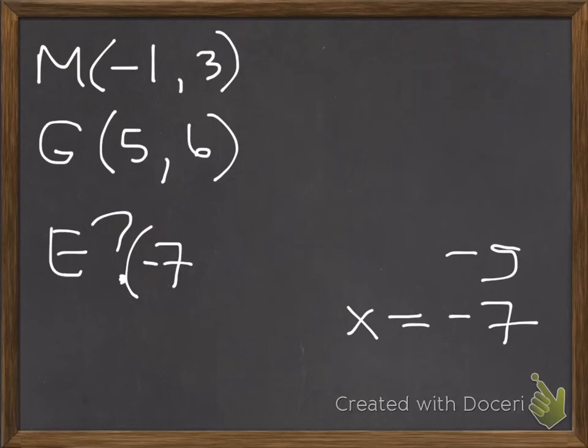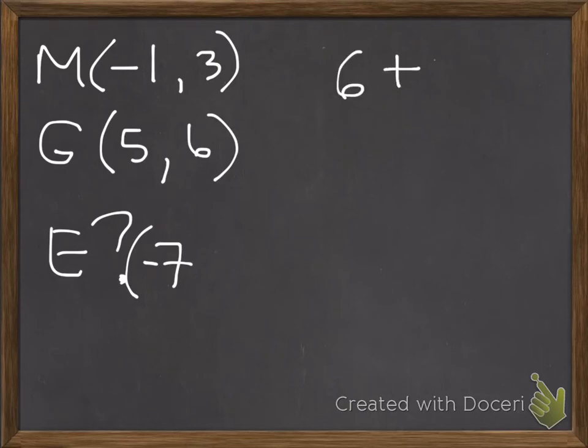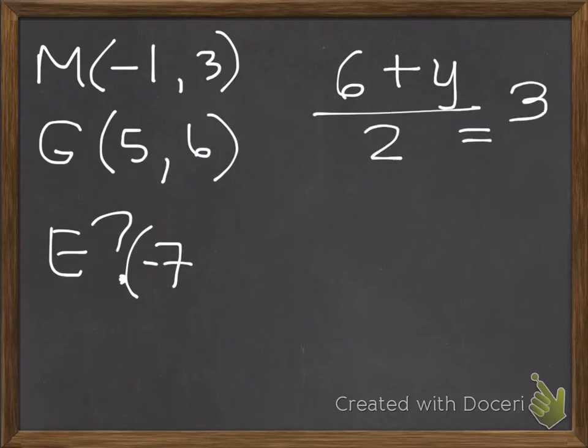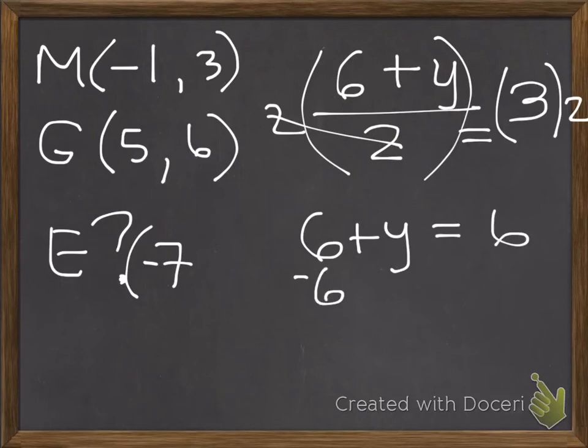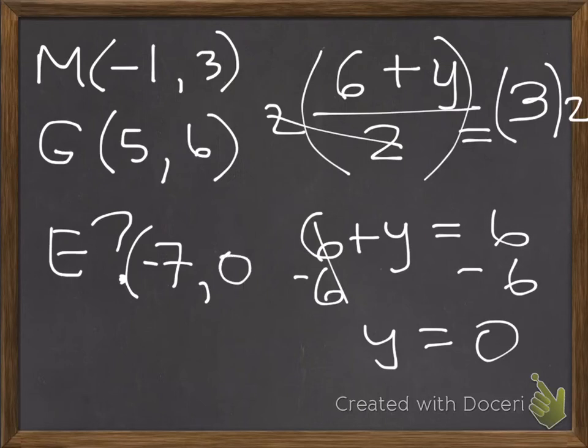And now I need to find my y coordinate for E. So 6 plus y now over 2 is equal to the y coordinate of my midpoint. So I'd multiply now by 2 like I always do. 6 plus y equals 6. So I'd subtract, and y would be 0. And that would be my other endpoint. So you see how I can take the midpoint formula and then use that to find different other points.